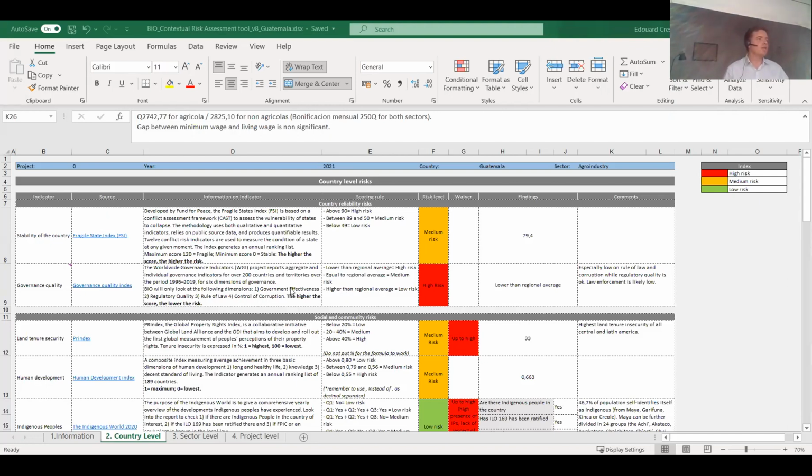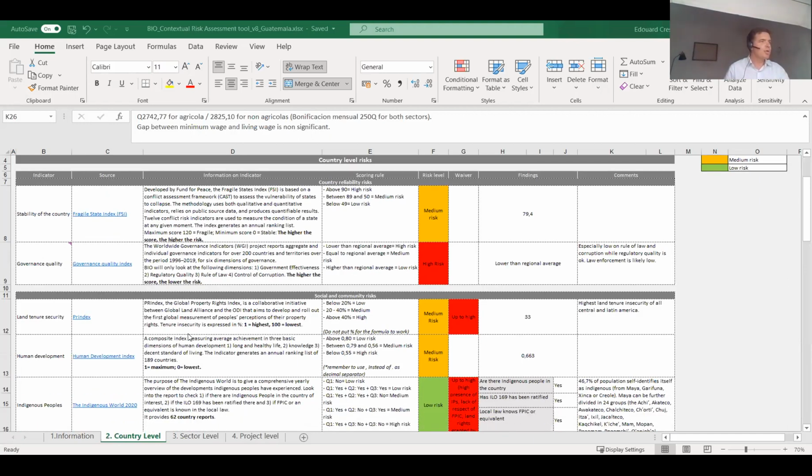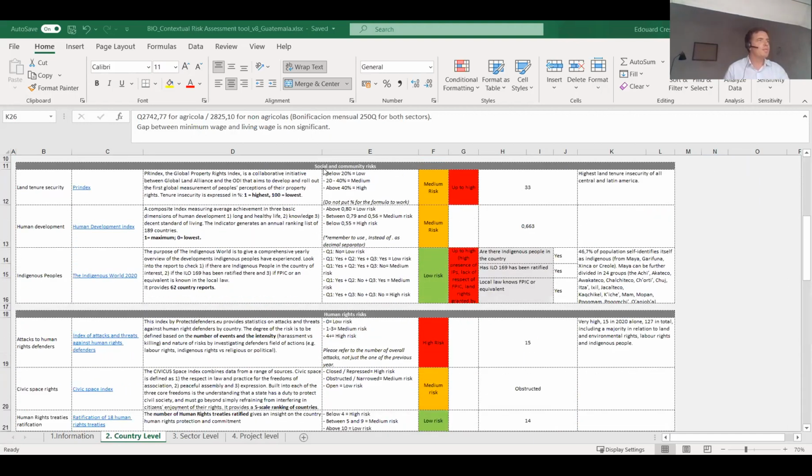So we will look at government effectiveness, regulatory quality, rule of law, control of corruption. This will tell us to what extent there is a good level of quality environmental and social regulation, and to what extent it is likely to be applied. If none, then we know we likely have to do more work on our side as well in terms of verification and monitoring.